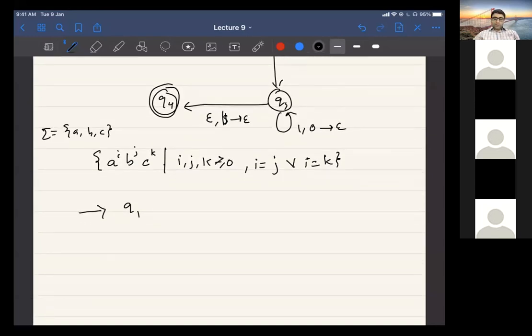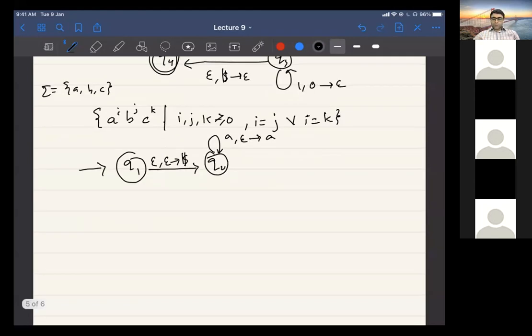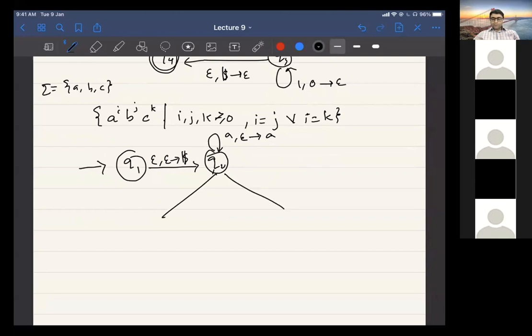So we design this PDA. Q1 is the first state. As soon as the machine starts, put a dollar sign on top of the stack and move to state Q2. In this state, read A's. As long as you read A, don't worry about whatever is on the stack, just push this A onto the stack. Now at this point, we need to branch out: one branch where we ignore B's, and one branch where we ignore C's. So we will ignore C's in this branch, and we will ignore B's in this branch.